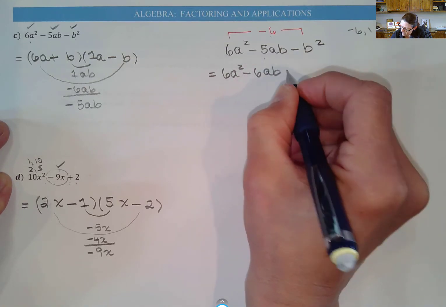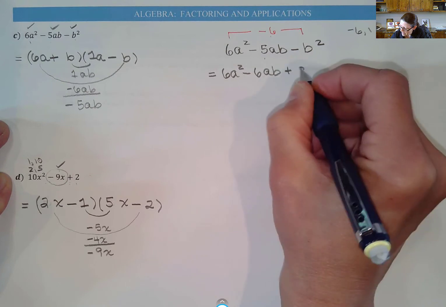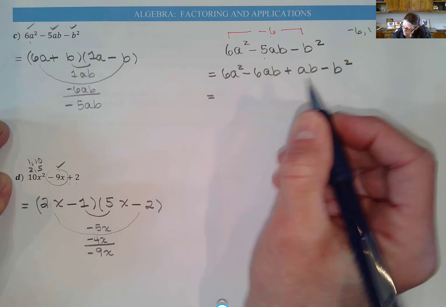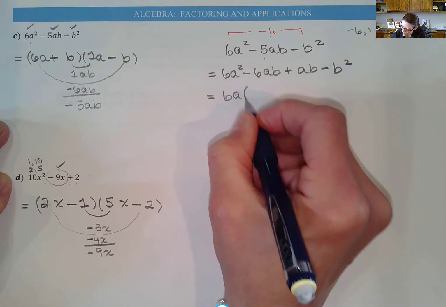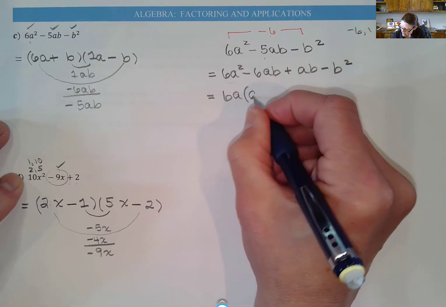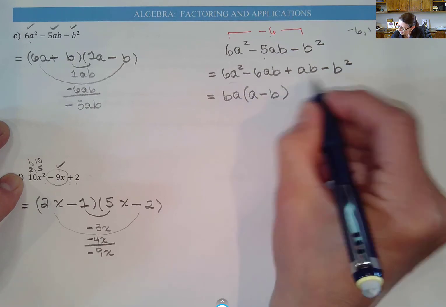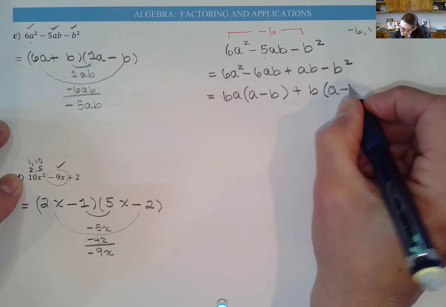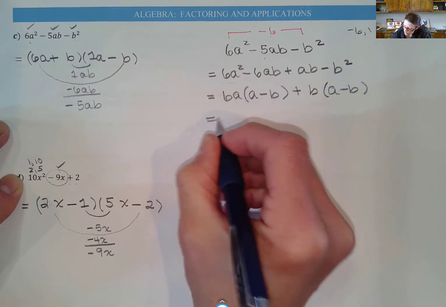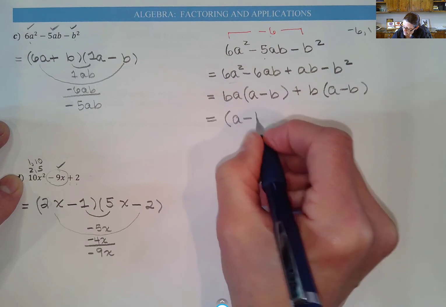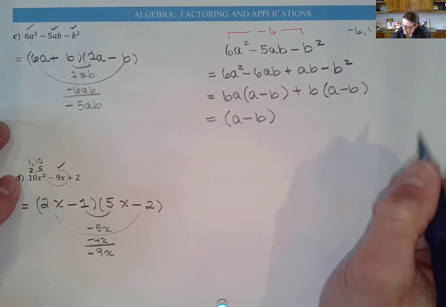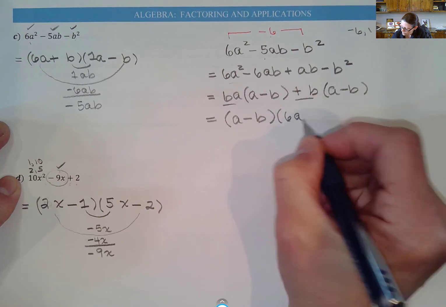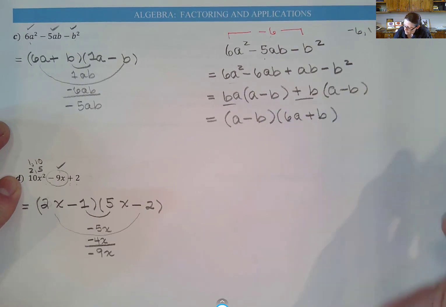Factor by grouping. Factor out 6a times a minus b, and factor out b times a minus b, and pull that repeated binomial factor a minus b out to the front, times 6a plus b. And we see the same factorization as we found previously. Notice that it doesn't matter what order we write those factors in. Multiplication is commutative.